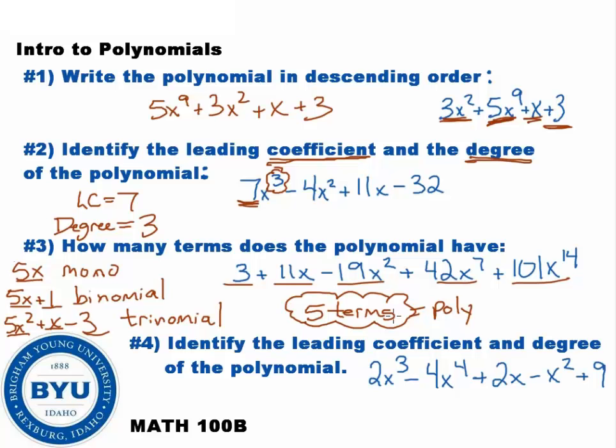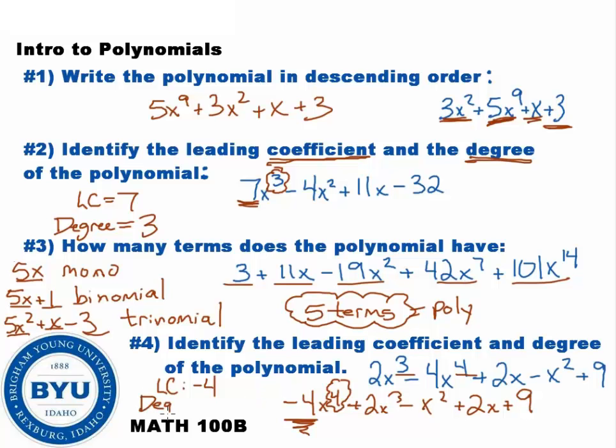Okay, good. Question number 4. Identify the leading coefficient and degree. Now, this one's a little tricky because it's got to be in order. When I look at this, I've got power 3, power 4. That's not in order. So the first thing I'm going to do is write this in descending order: 4x to the 4th plus 2x cubed minus x squared plus 2x plus 9. That is now in order. 4, 3, 2, 1, 0. Okay, good. So now we can identify the leading coefficient. The leading coefficient is always the number associated with the highest powered term. So the leading coefficient, the LC, is negative 4. And the degree of this polynomial is the highest power, which is 4.